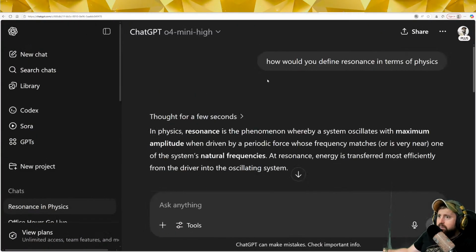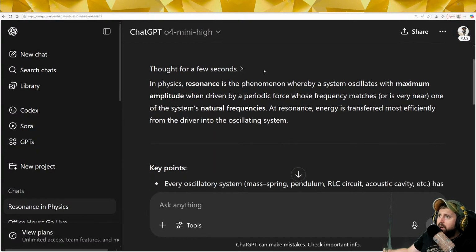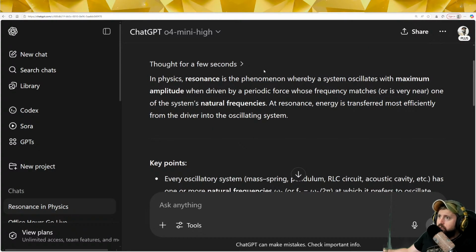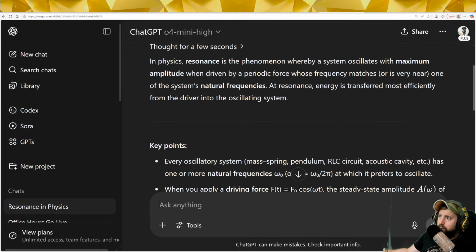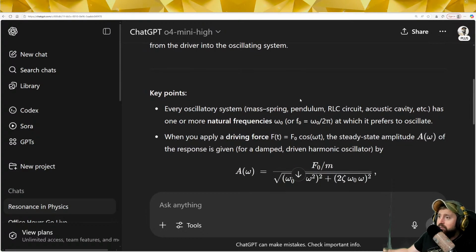They say resonance is a phenomenon whereby a system oscillates with maximum amplitude when driven by a periodic force whose frequency matches one of the system's natural frequencies. Yeah, cool. It's kind of what we're talking about. Standing waves are an example of resonance. It's where you have a lot of positive interference. Yes, the army marching, destroying bridges, that's also resonance. Agreed. That's another resonance condition.